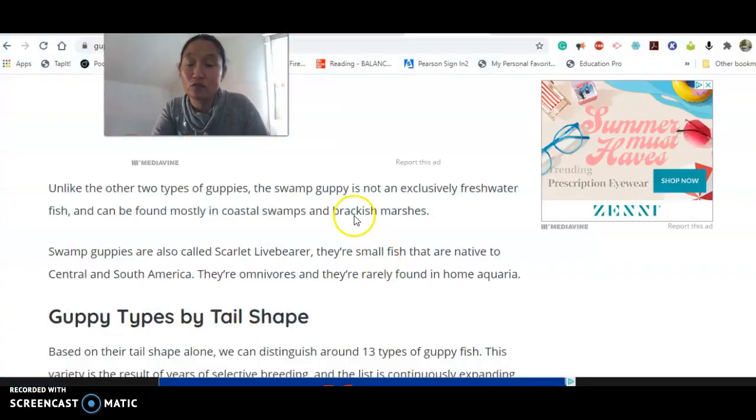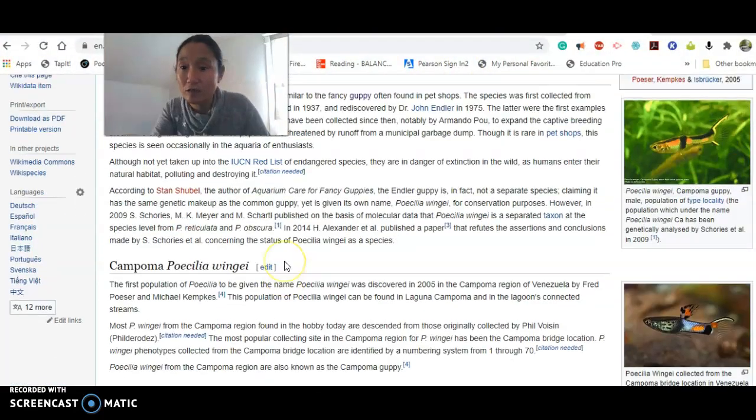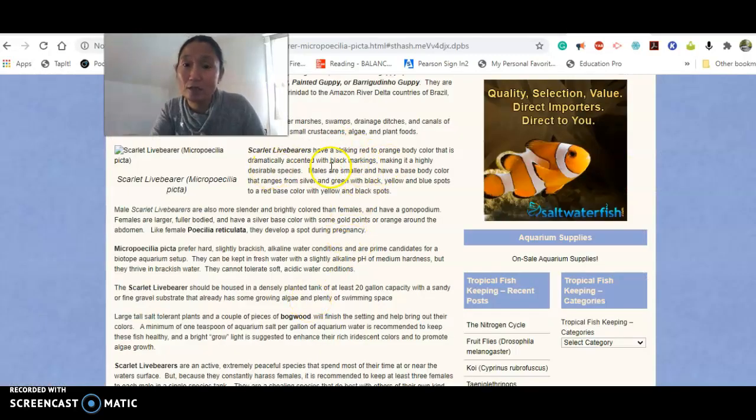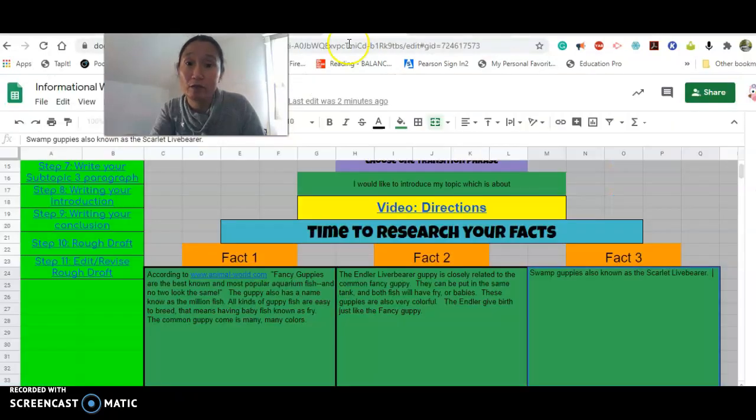Let's see if I can get a few more facts from these guys here. Hold on. So what's interesting here is the scarlet live bearers get their name because they're red in color and orange, okay? So they are kind of different. They don't have as many different colors, okay? So I think that's kind of important. I'm going to put that in there. The scarlet live bearer, the fish is red and orange in color.